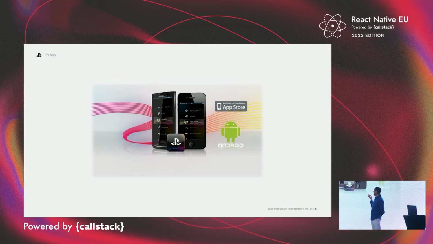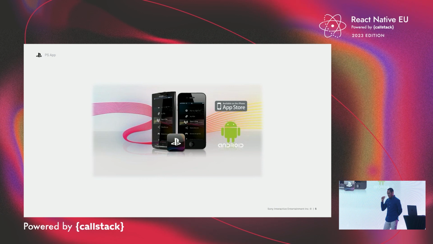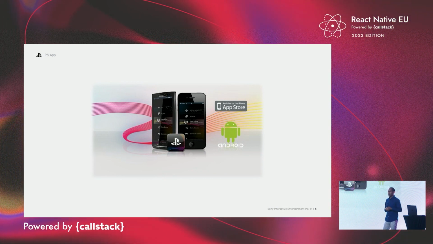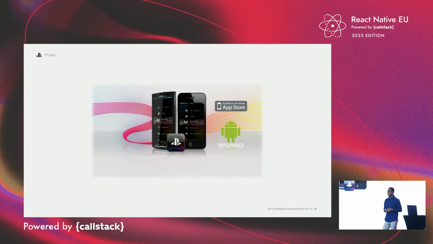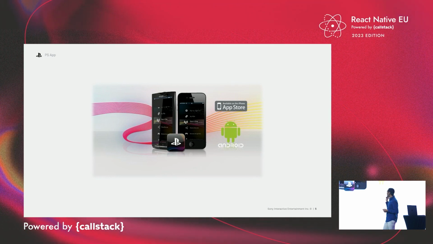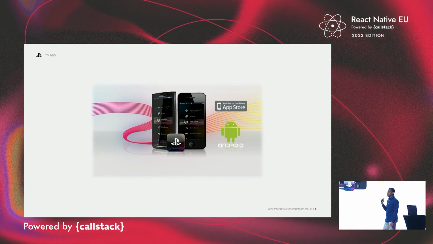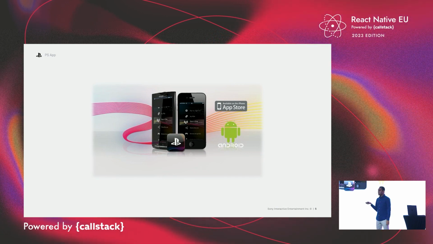So around 2010, PlayStation recognized that the public in general was getting accustomed to accessing all of their personal information, or the most important information for a user, through a smartphone. And so the first PlayStation app was released in around January 2011 for both Android and iOS.